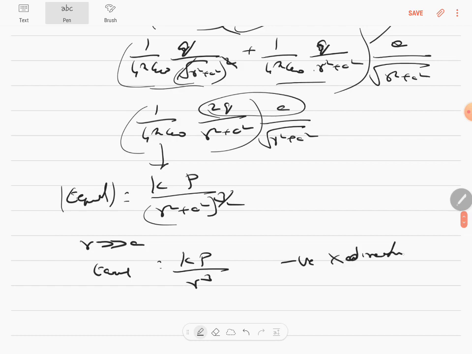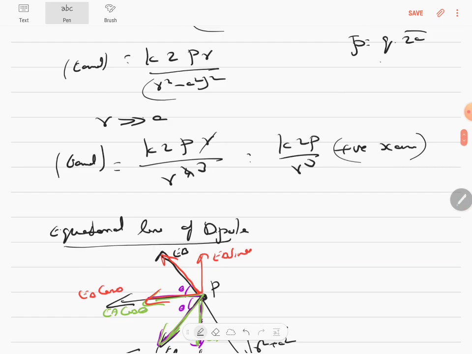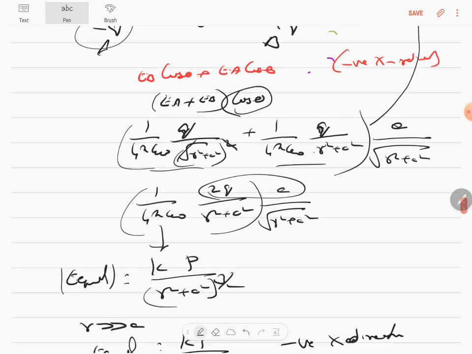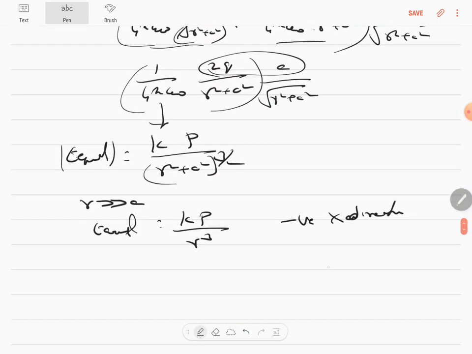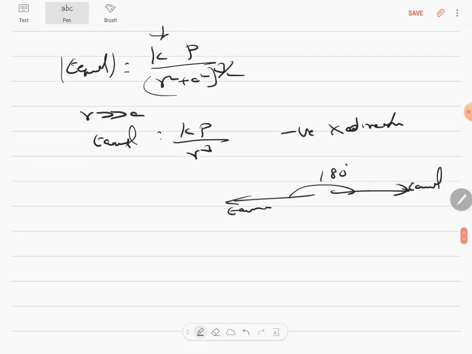That shows that this is the equatorial line and the axial line is the positive x direction. So the angle between the axial and equatorial itself is 180 degrees. E axial is in this direction and E equatorial is in this direction. So the angle between them is 180 degrees. So if they ask you what is the angle between them, you know, they are anti-parallel. Okay, so then that's about the electric field.